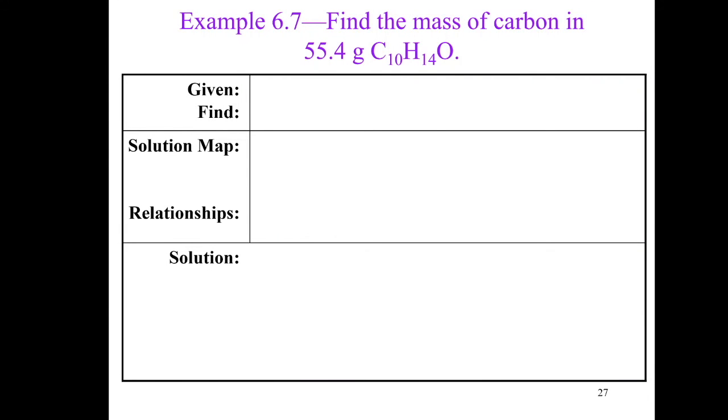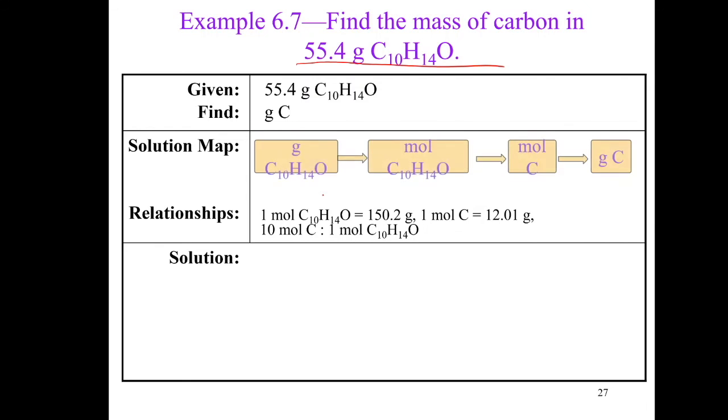Find the mass of carbon in 55.4 grams of C10H14O. So the first thing we need to do is figure out what they give us. So we find our number and what substance it is. What are we looking for? We're looking for the mass, but we're looking for the mass of just carbon. So we're going to go from grams of the C10H14O to moles because we don't know the mass ratio of this. You could probably figure out another way to do it using mass, and that would be fine. And we're going to go to moles of carbon, and then to grams of carbon.